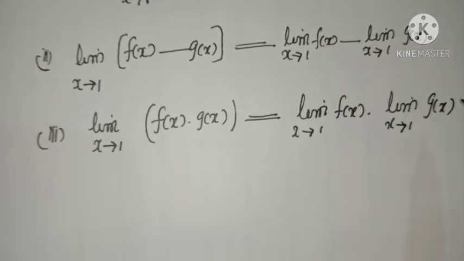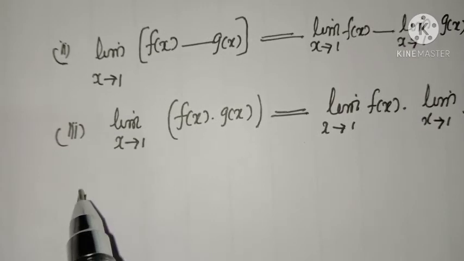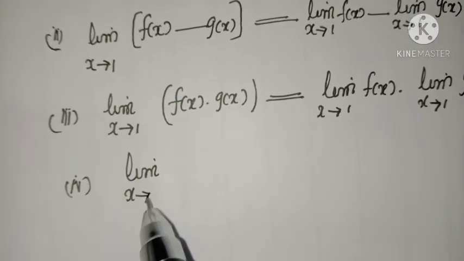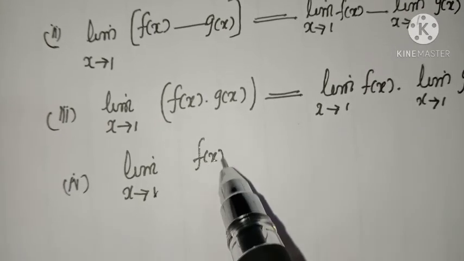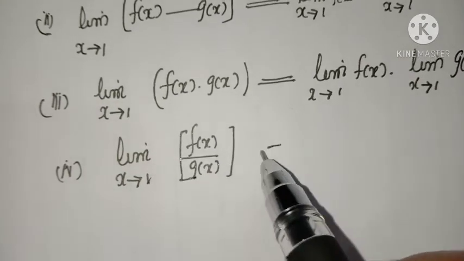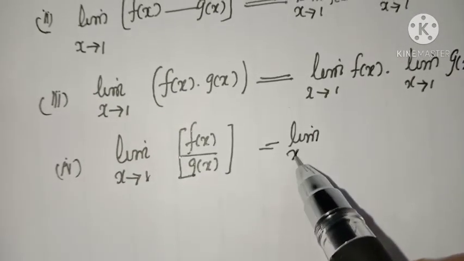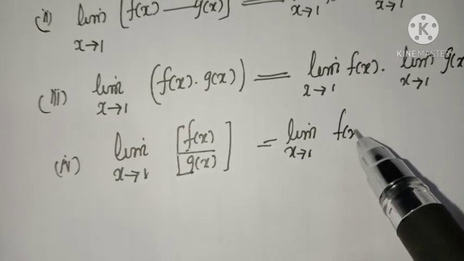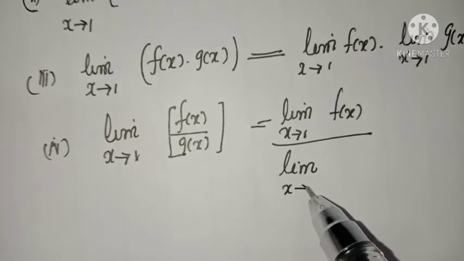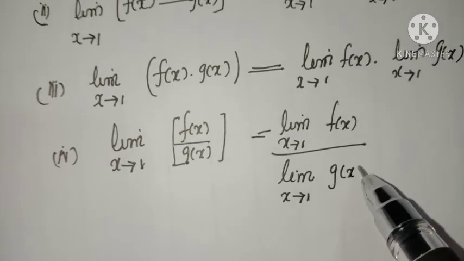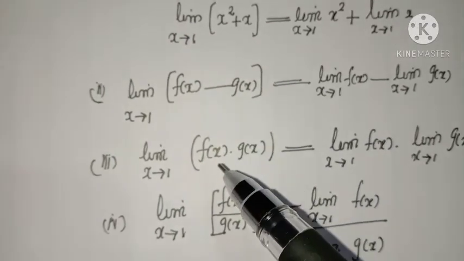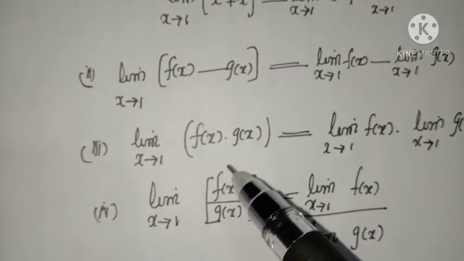Now the fourth one, division or quotient of the functions. Limit x tends to 1 f of x by g of x can be written as limit x tends to 1 f of x divided by limit x tends to 1 g of x. So we can split the limits over addition, subtraction, multiplication and division.